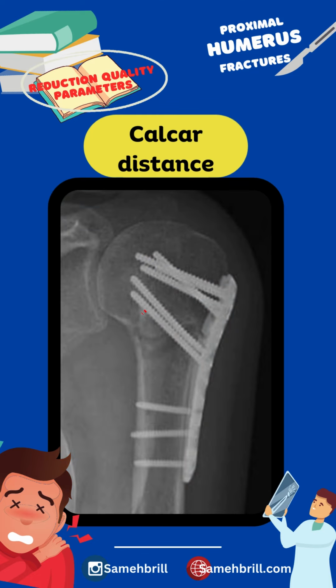A line is drawn perpendicular to the threads of the calcar screw, to the apex of the arch of the calcar, and the distance is measured. It should be below or equal to 12 millimeters.